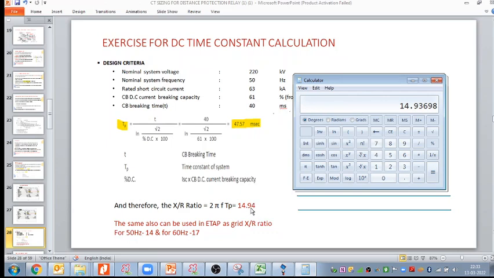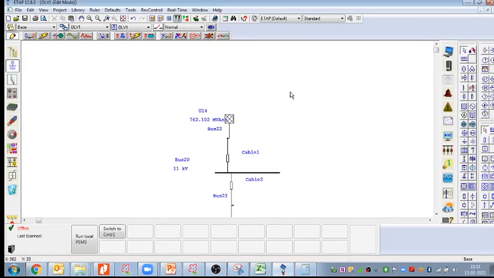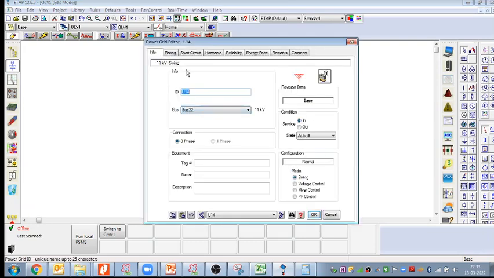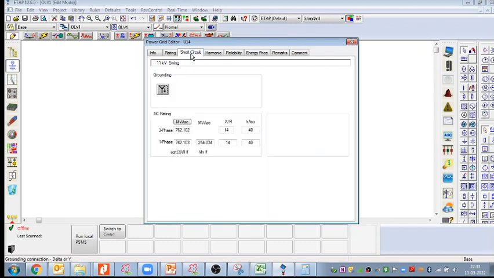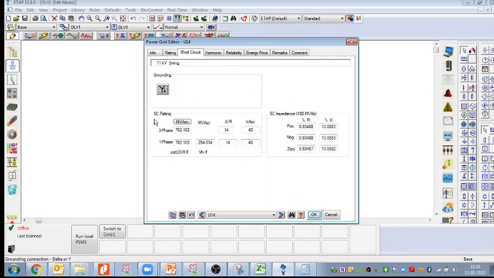Let me remind you, let me inform you that whenever we perform ETAP calculations, in ETAP we take this as a grid. Whenever we do the modeling of the grid, the power grid modeling, in the rating we have to provide the voltage, whatever voltage we are taking, 11, 22, 33, 400, whatever. And when we go to the short circuit tab and do the modeling of this tab, you can see there is an important calculation. What is that? X by R.